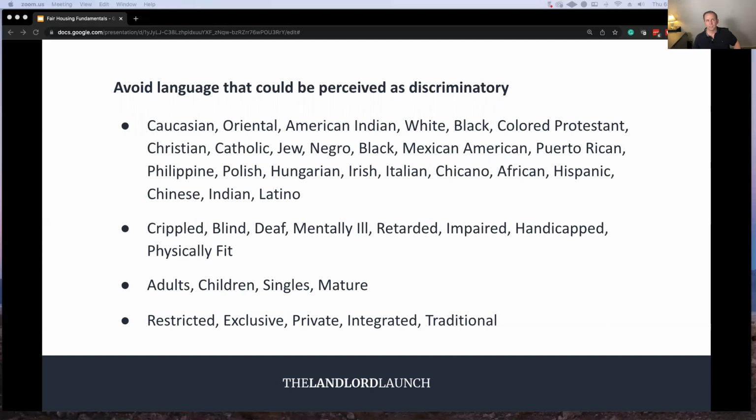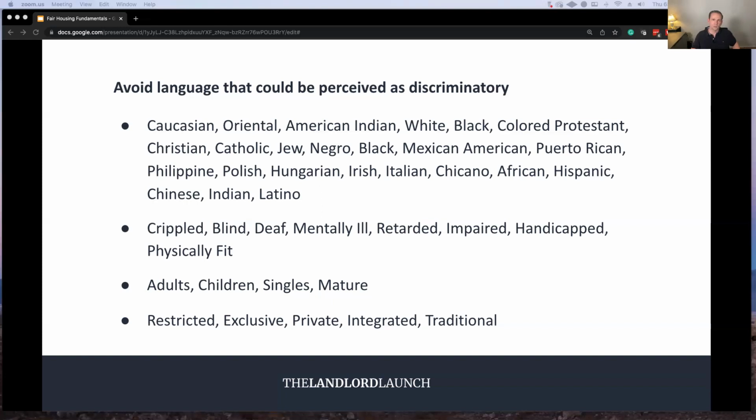So think about lovely 2-bedroom bungalow in, I don't know, heavily Catholic neighborhood. I mean, just pick any of them. That excludes maybe people of Muslim descent, maybe anybody that is an atheist. Who knows? But again, you're excluding, so we want to stay away from that language because it will get you in trouble. Especially stuff like, and watch out for like on the bottom where it says restricted, exclusive, private, integrated, traditional. Those are all keywords too.